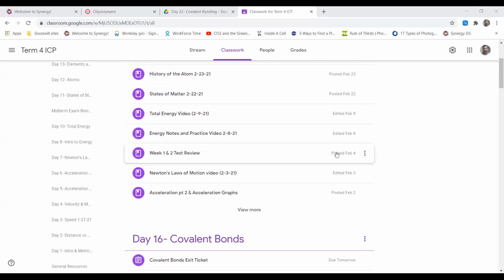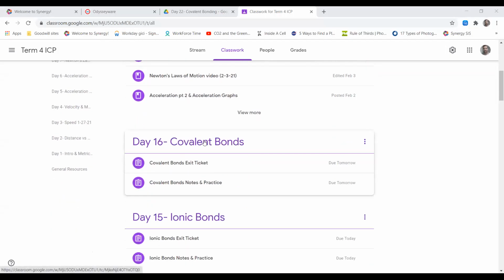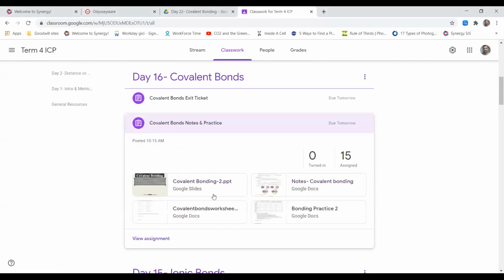That is it for the notes. So now let's go ahead and take a look at some practice stuff. So I'm going to be working in the Google Classroom. Go ahead and share that screen so you guys can see where I'm at. There we go. Okay, so in Google Classroom, we go down to day 16, covalent bonds, and we're in the notes and practice.